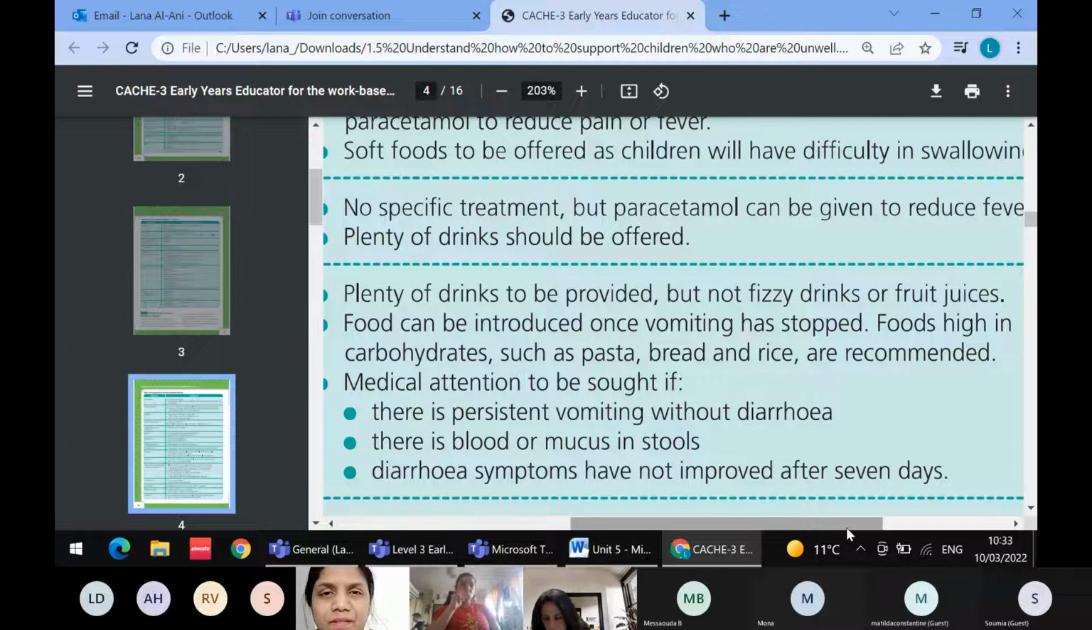How about the food? It can be introduced when the vomiting has stopped, because when kids have food poisoning, they vomit a lot. So until they stop vomiting, then we start giving them small portions of food. It needs to be high carbohydrate, such as pasta, bread, rice. This is recommended. And any other things you can think of?